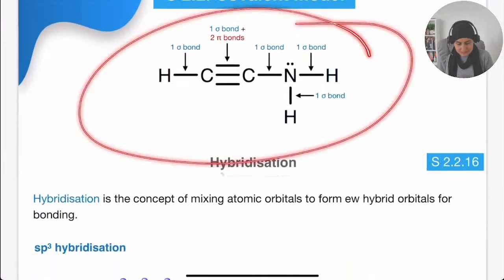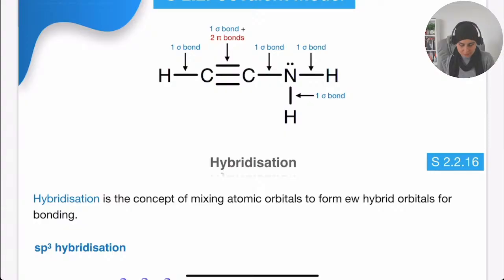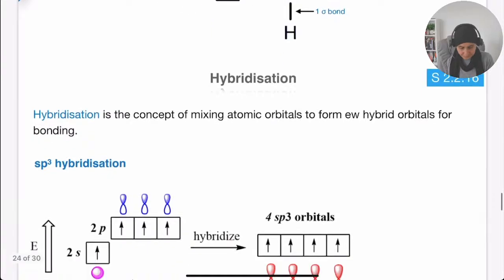For example, in this one, what do we have? We have 1, 2, 3, 4, 5 sigma bonds and 2 pi bonds. So just draw the structure. If they ask you to find the number of sigma and pi bonds, make sure you draw the structures correctly. All single bonds are sigma, double bonds are 1 sigma 1 pi, and triple bonds are 1 sigma 2 pi. Remember, lone pairs are not counted because they're not bonding.